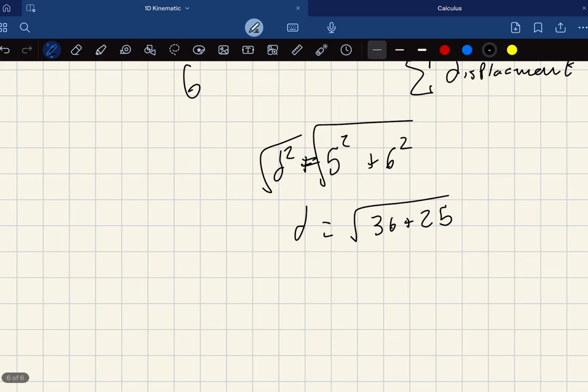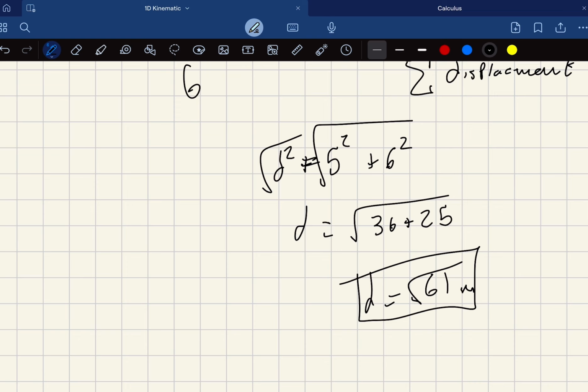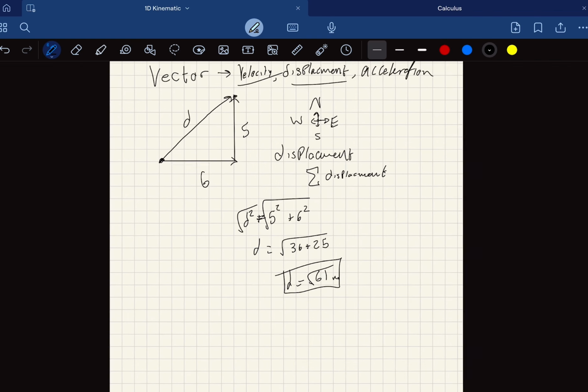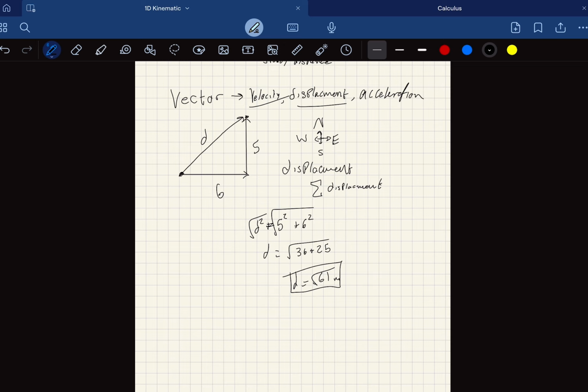Which is equal to 61. The square root of 61 is equal to displacement. So this is our answer, in meters. Vector math is much different from normal math, as the direction really does affect our answers a lot.